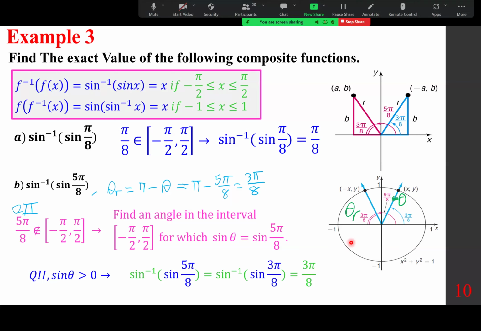If it's in the third quadrant, sine is negative. Find the reference arc and negate that, because it has to be in the fourth quadrant.